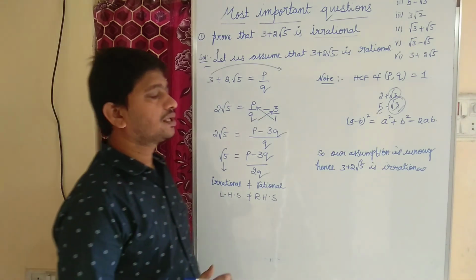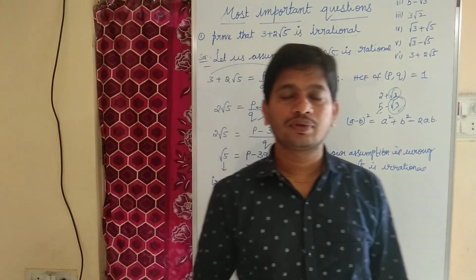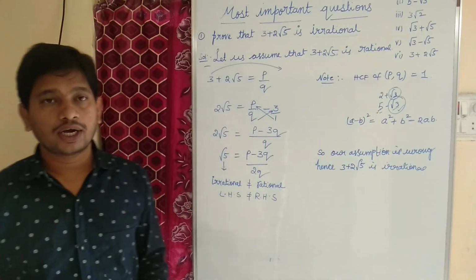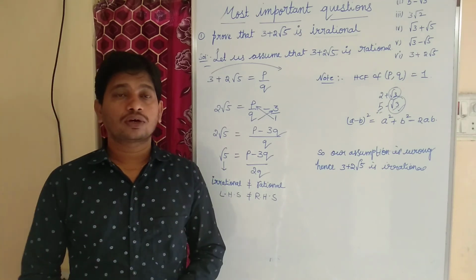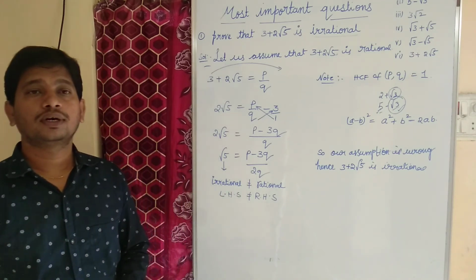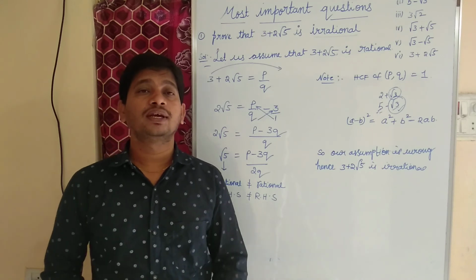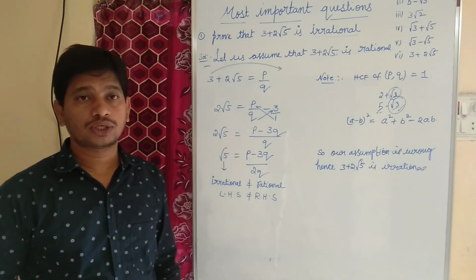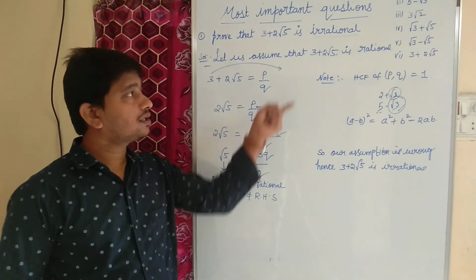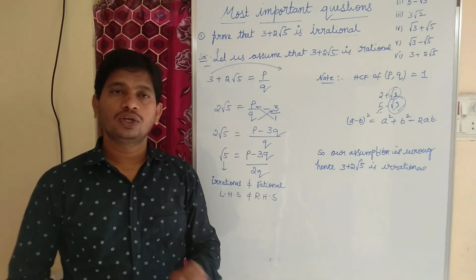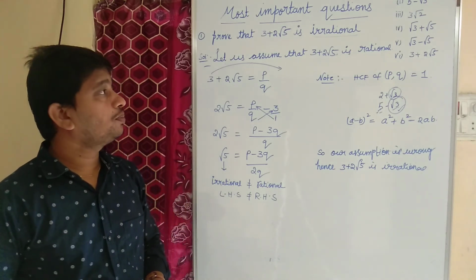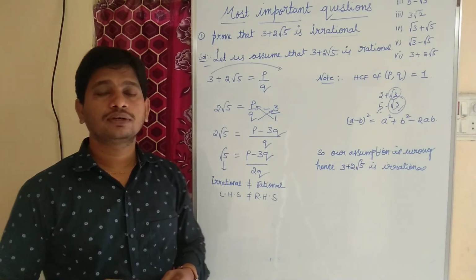These are the methods they may ask in the public examination. I hope you understood, children, the concept of irrational. Compulsorily they are going to ask either an 8 mark question or a 4 mark question. If you practice these methods properly, you will get the 8 mark or 4 mark question. So I hope you understood today's session.